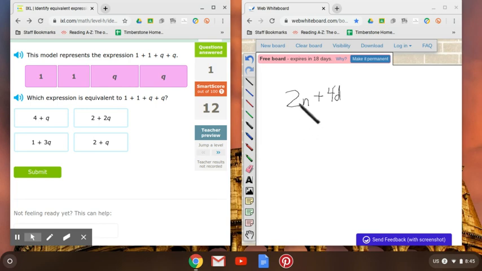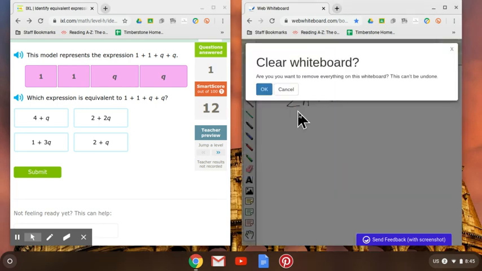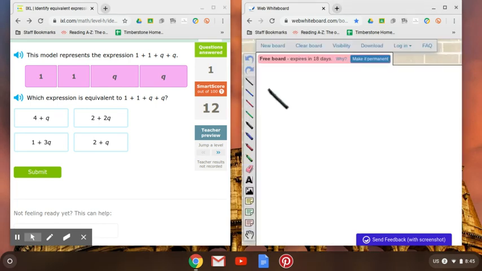So I'm going to kind of, let's clear our board. Or here, I can write right on. So I have 2. Sorry, everybody. This 2 is coming from my 2 1s here. And then I have 2q. So I'm literally just going to write 2q.